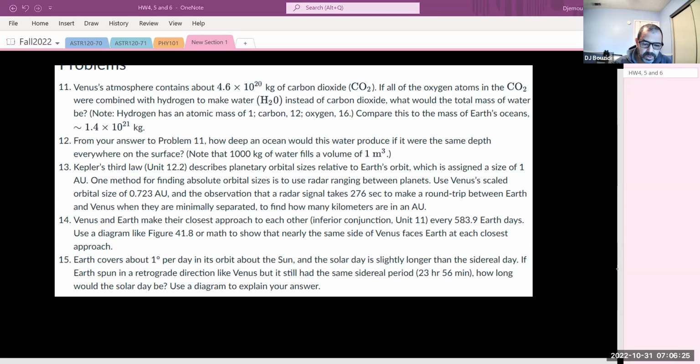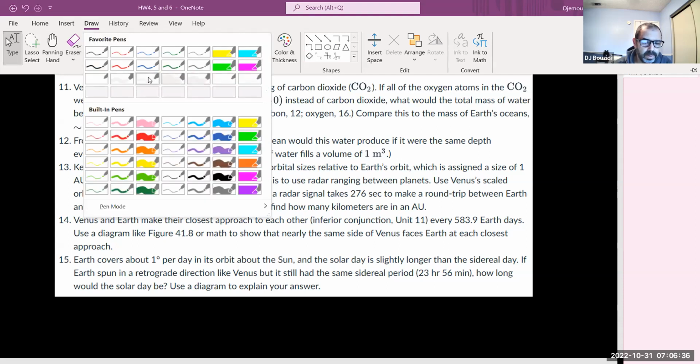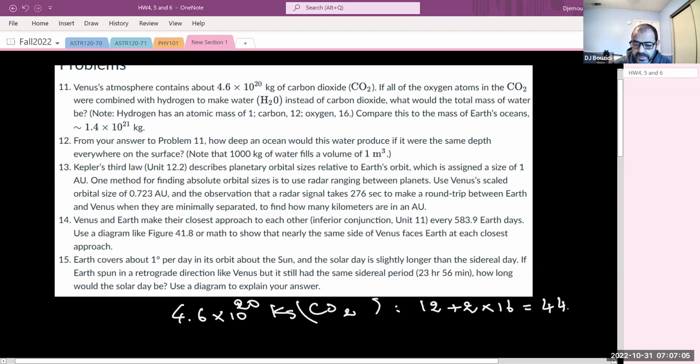So in the first one, it tells you that you have 4.6 times 10 to the power 20 kilograms of carbon dioxide. So basically, this is how much you have. We know carbon dioxide is made up of carbon, which is 12 molar masses, plus oxygen, and you have 2 oxygen in here. Each and every one of them comes with 16 molar masses. So the total molar mass for carbon dioxide is 44 grams per mole.